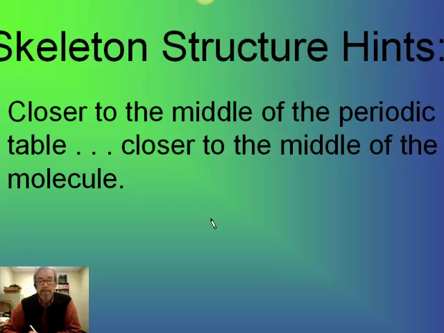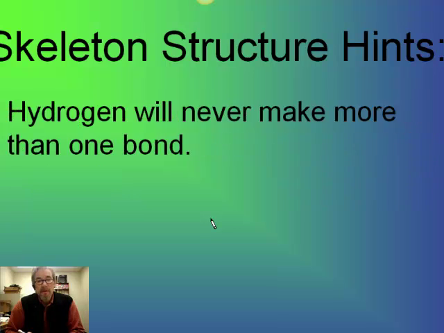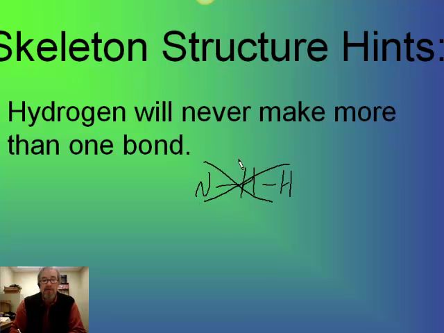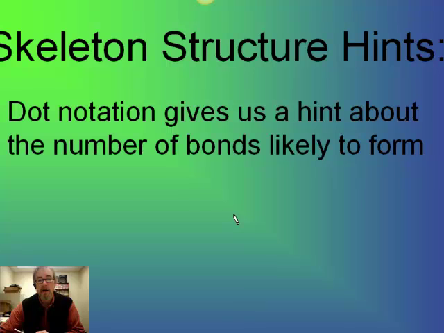Another hint is that typically in a binary compound, a compound made of only 2 elements, the one that's listed first in the formula is usually the one in the middle. That's not always true, but often it is. Hydrogen can only have a full duet. It can only have 2 dots, and that's 1 bond. So hydrogen will never make more than 1 bond, so you can't have hydrogen bonded on both sides, like a hydrogen bonded here and a nitrogen bonded here. You can't do that. Hydrogen can only make 1 bond, so it has to be on the outside of a molecule.